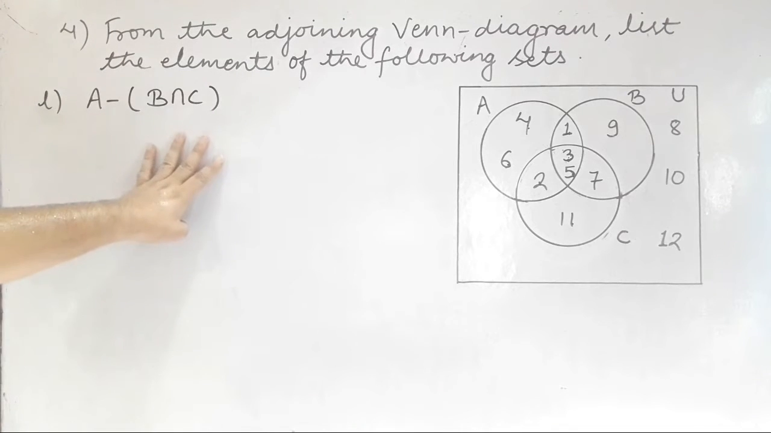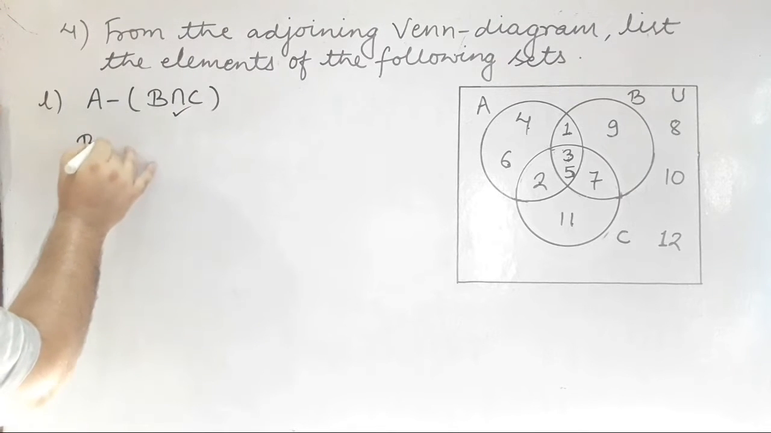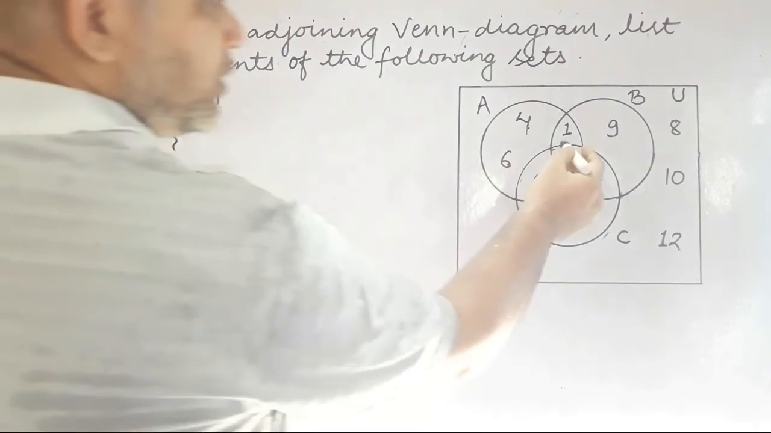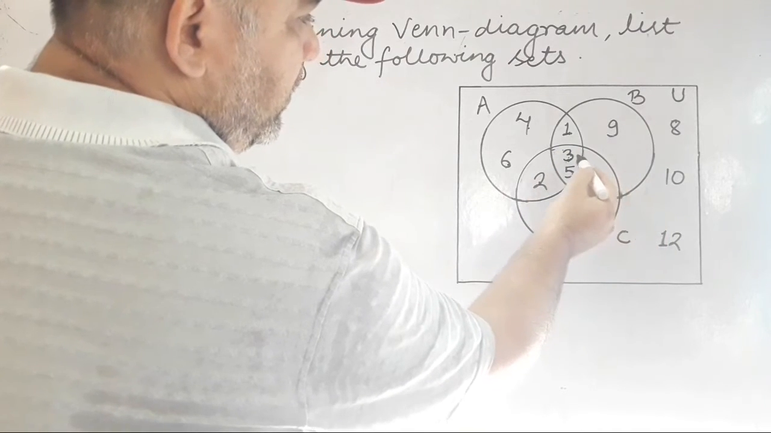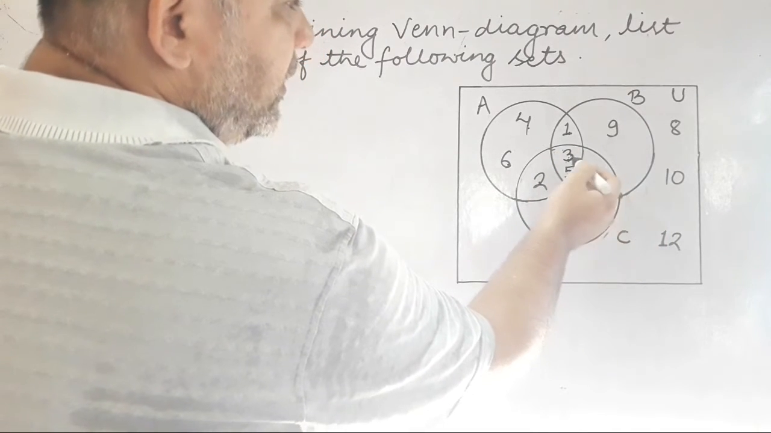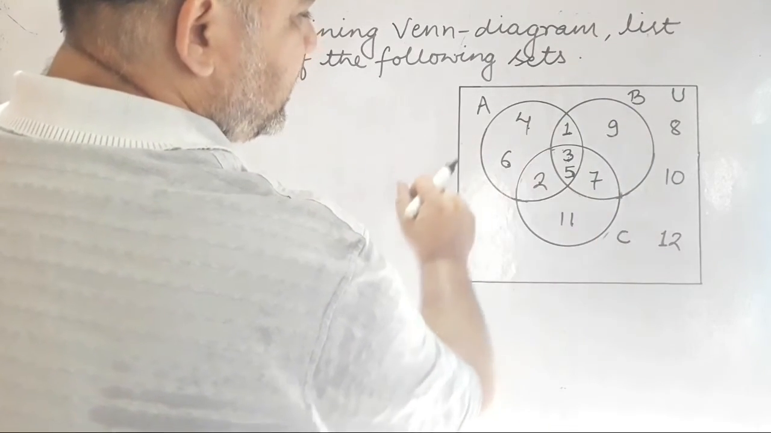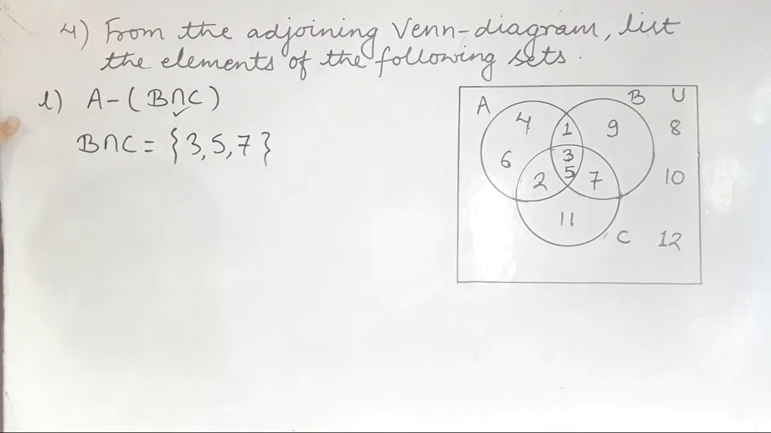A minus B intersection C. I will do this operation B intersection C at first. B intersection C contains the elements which are common to both sets B and C. So B and C, their common part is this part, and it contains the elements 3, 5 and 7. That is, 3, 5 and 7 are the common elements belonging to set B as well as set C. So the elements 3, 5 and 7 are the intersection of B and C.